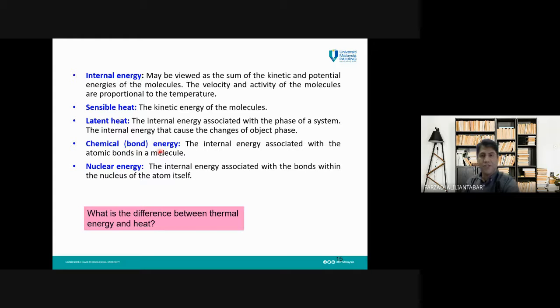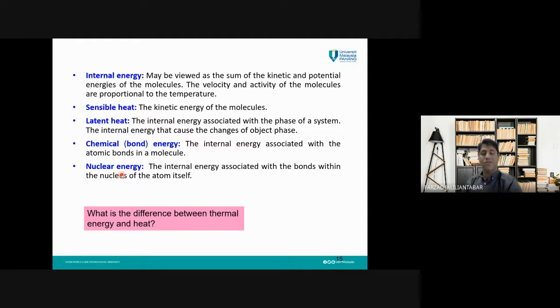The chemical energy which I introduced to you in the previous slide is the internal energy associated with the atomic bonds in the molecules. If you remember from the structure of the substance, we have molecules, and also atoms, which are smaller and which make the molecules. The energy between the molecules which keeps them in contact or at a certain distance from each other is called chemical energy, or chemical bond energy.